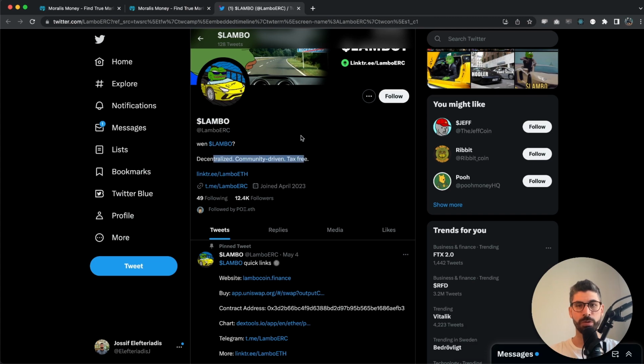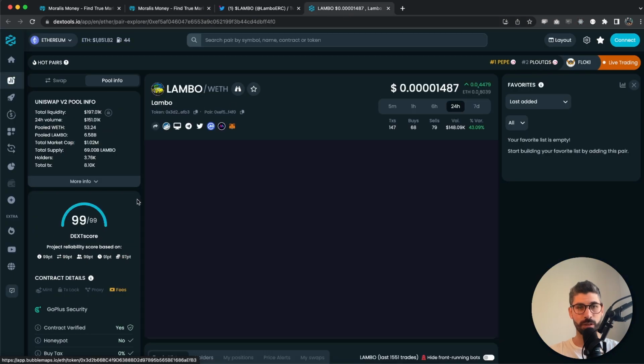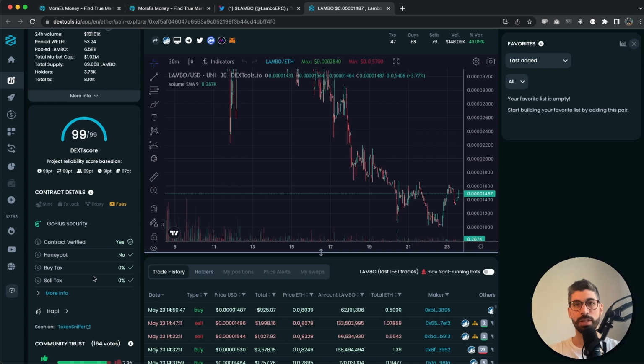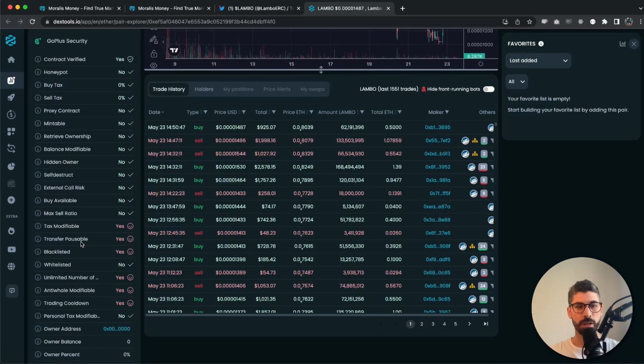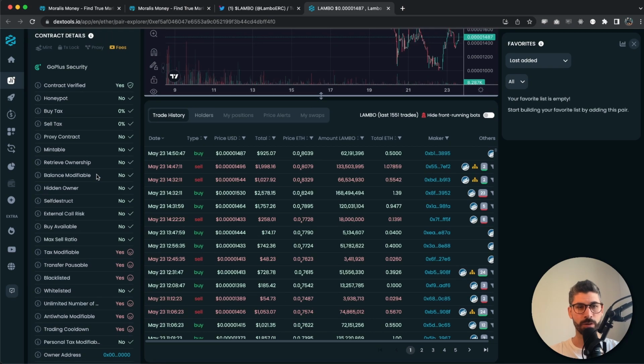So it's community driven, tax free. We can take a look at the smart contract as well and see that this is verified. So it's open source. That means we can actually take a look at the smart contract ourselves. And yeah, they have some good metrics right here.